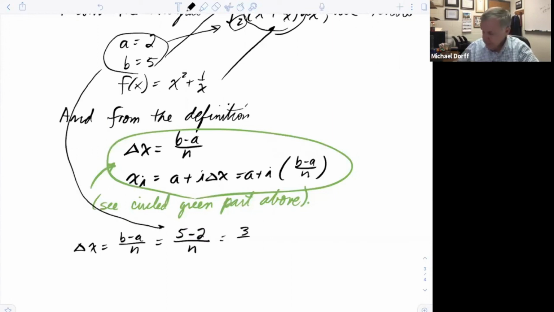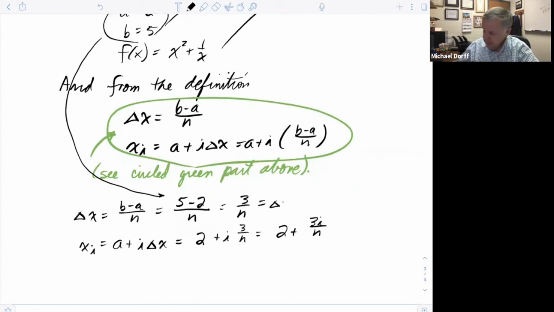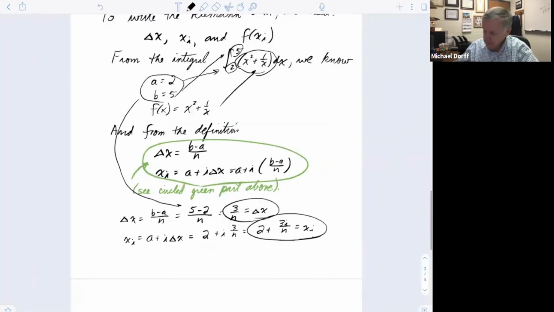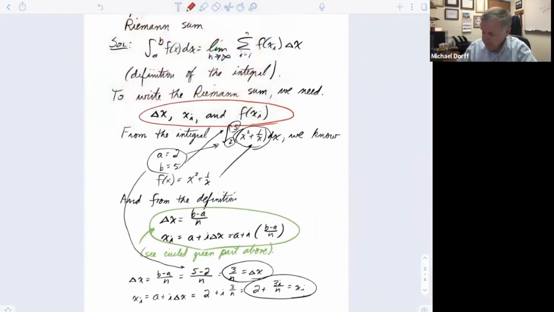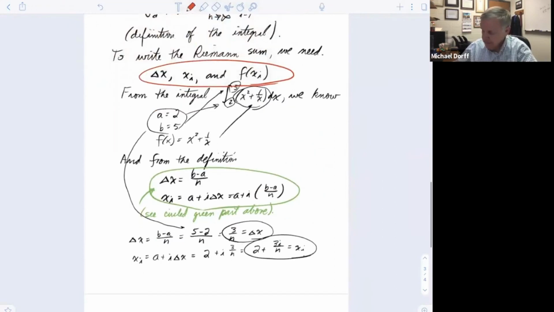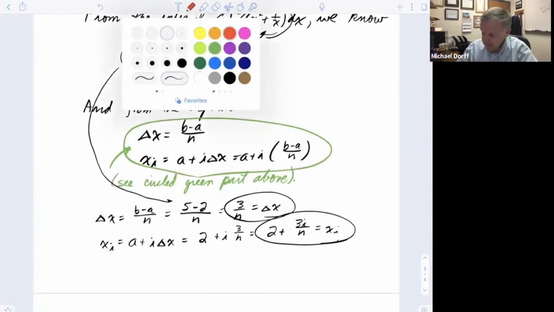So I get 3 over n for delta x. And x sub i is going to be a plus i delta x. So that's going to equal 2, because that's the a value, plus 3 over n times i. And that's often written as 2 plus 3i over n. All right, so there's my delta x, and this is my x sub i. But finally, remember, what do we need? We need it up here. We need these three terms, delta x, x sub i, and f of x sub i. So we just need to get f of x sub i.